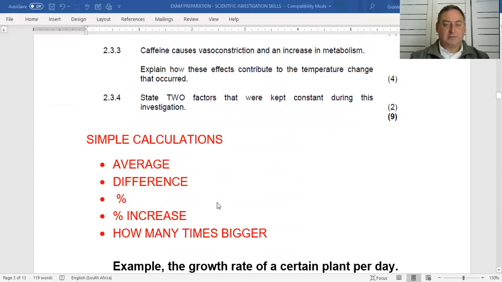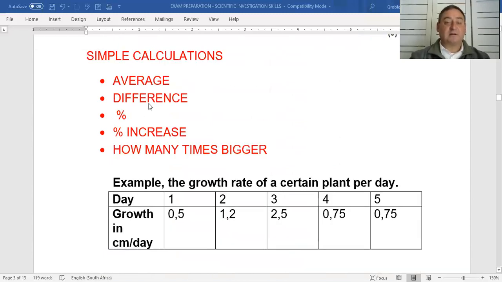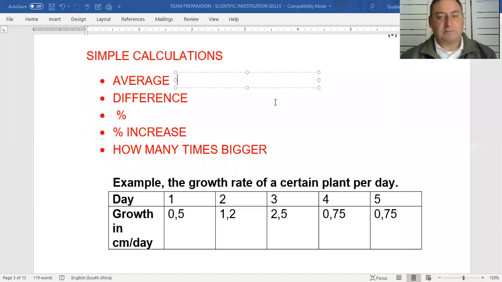Now you need to be able to do simple calculations. You saw already that you must calculate the average. You know from even primary school how to calculate an average. But if you maybe forgot what you were taught in primary school, or maybe what you've been taught in maths, what is the average?